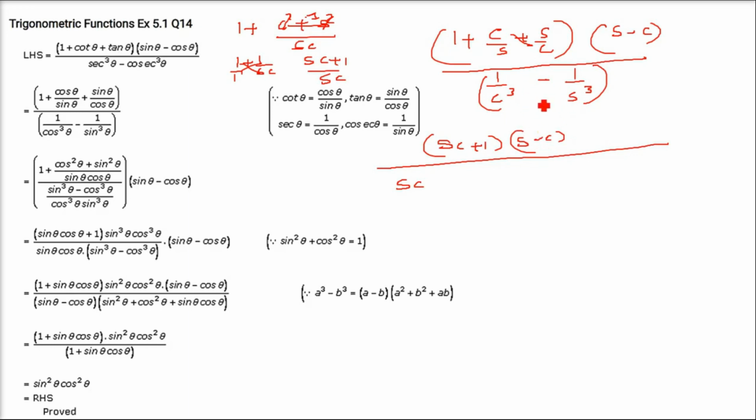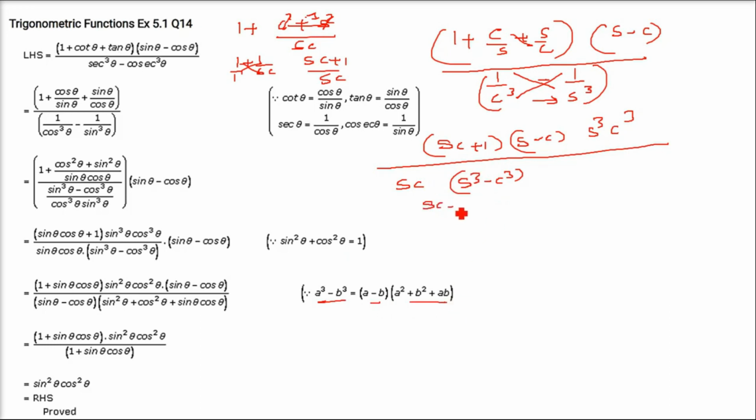Now let us come to the denominator. In the denominator, what do you get? Sin cube minus cos cube, and this sin cube cos cube is these two. I am taking this in the numerator. So sin cube cos cube. Now this sin cube minus cos cube is a cube minus b cube. It can be written as (a minus b)(a square plus b square plus ab).